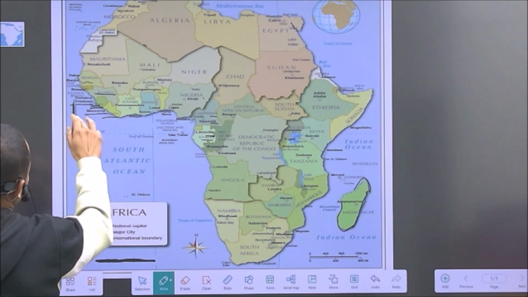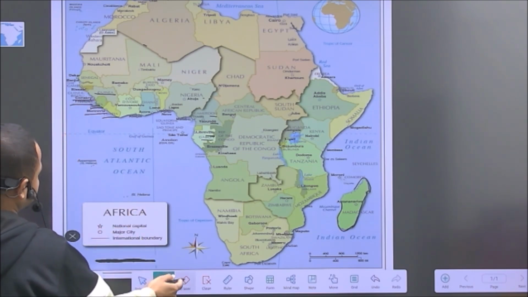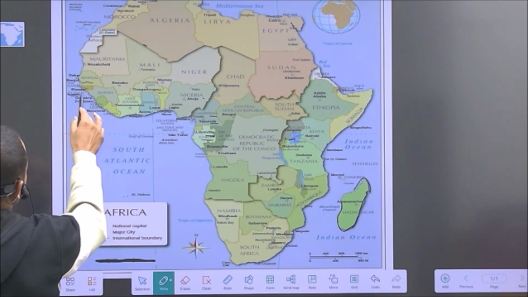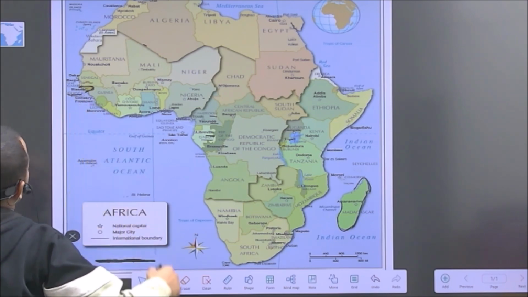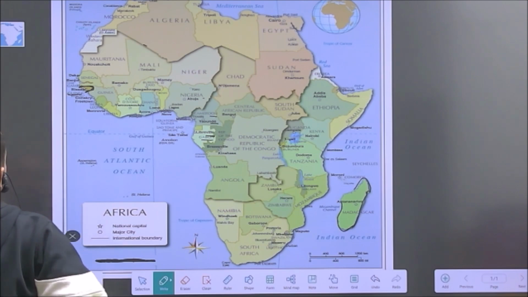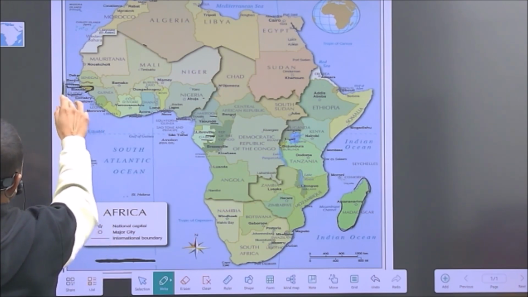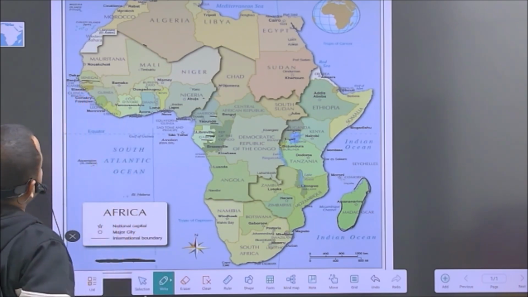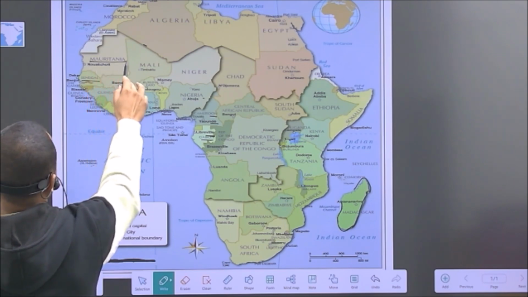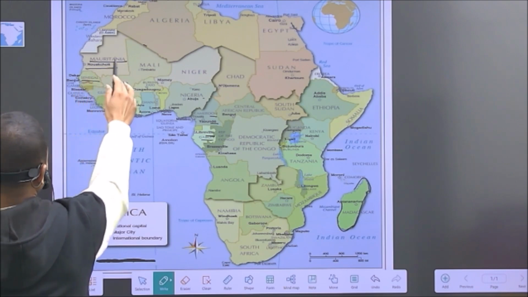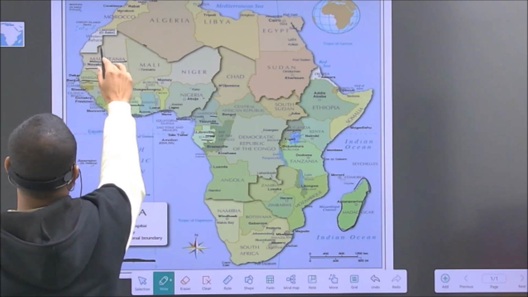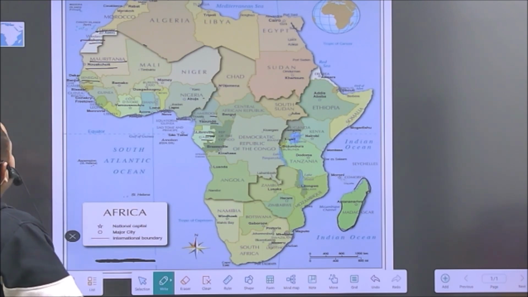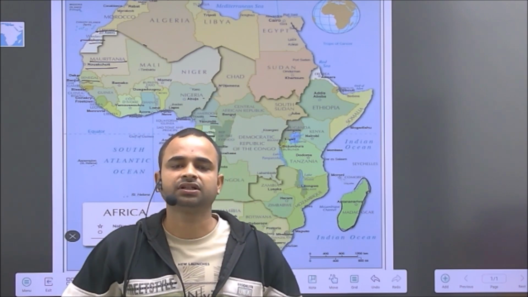Guinea. Conakry is the capital of Guinea. Guinea-Bissau. This country is called Guinea-Bissau, and Bissau is its capital. The Gambia. Banjul is the capital of the Gambia. Senegal. Dakar is the capital of Senegal. Now Mauritania. Nouakchott is the capital of Mauritania. Western Sahara. Laayoune is the capital of Western Sahara. So these are the countries situated in the coastal region of the African continent.